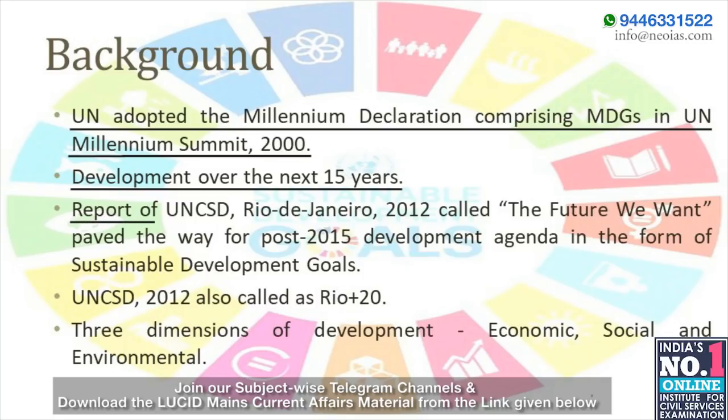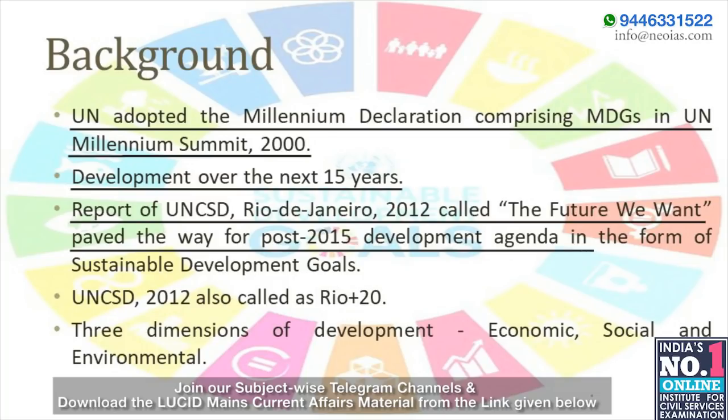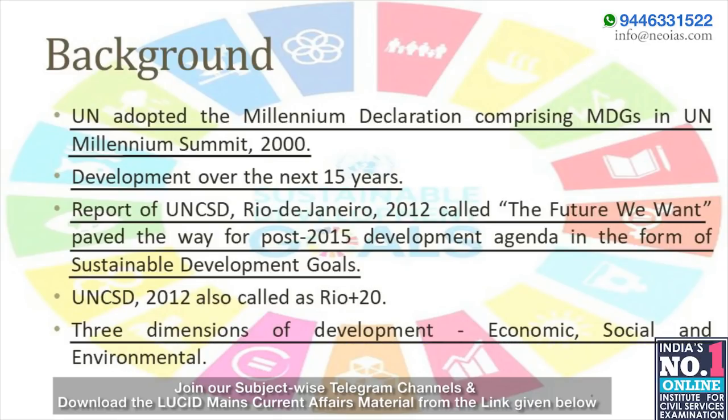The report of the United Nations Conference on Sustainable Development held in Rio de Janeiro, Brazil in June 2012 was named The Future We Want. It paved the way for the discussions on post-2015 development agenda in the form of Sustainable Development Goals based on three dimensions of development: economic development, social development and environmental development. The United Nations Conference on Sustainable Development 2012 held at Rio de Janeiro is also known as Rio Plus 20.